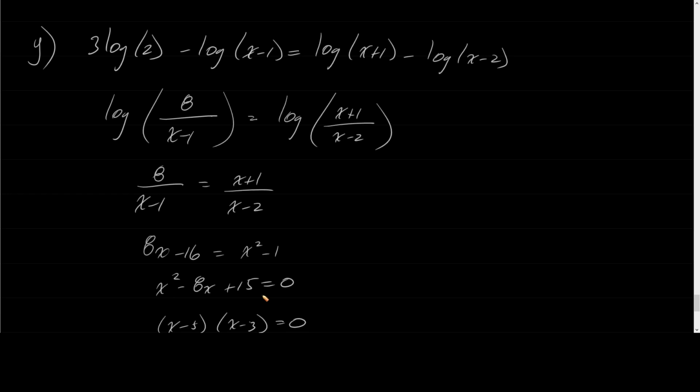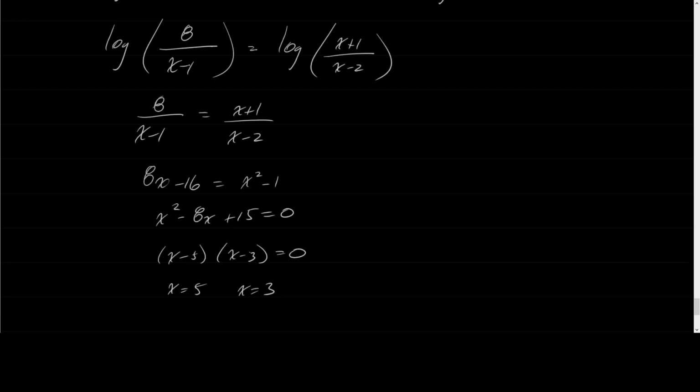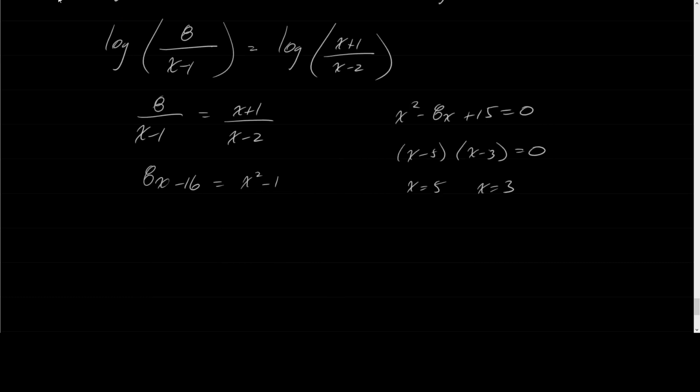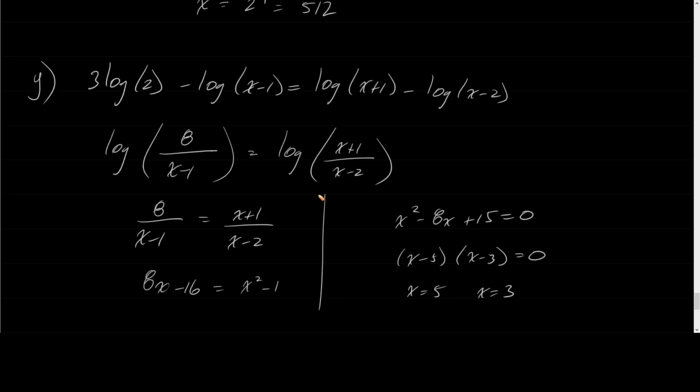We need to check the domain of this problem though. So perhaps I'll shift some of this up here so we can see the domain. All right, so in here, the domain for the problem, this x minus 1 has to be greater than 0, so that means that x has to be greater than 1. This x plus 1 has to be greater than 0, so that means that x has to be greater than negative 1. And this x minus 2 has to be greater than 0, so that means that x must be greater than 2. The most restrictive is that last one. So x must be greater than 2. Well, they both work. So we get two solutions, 5 and 3.